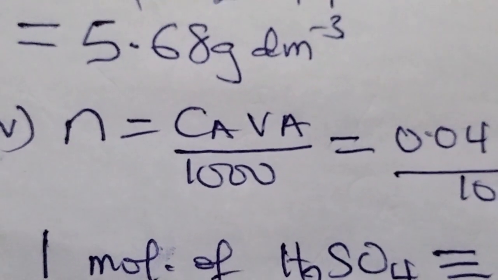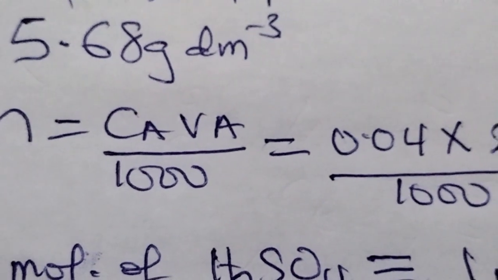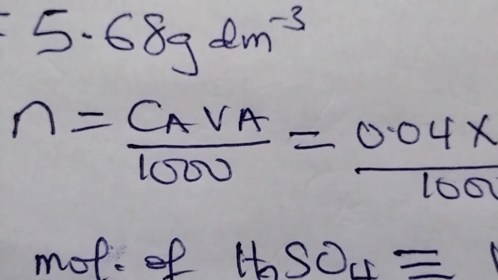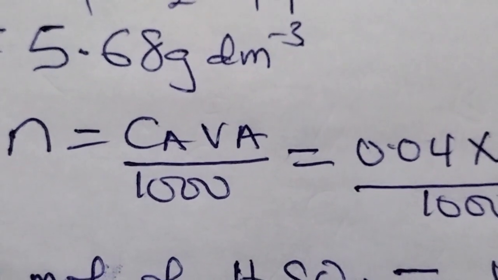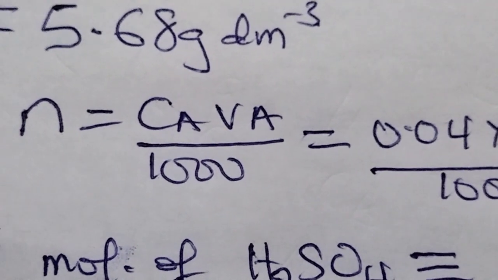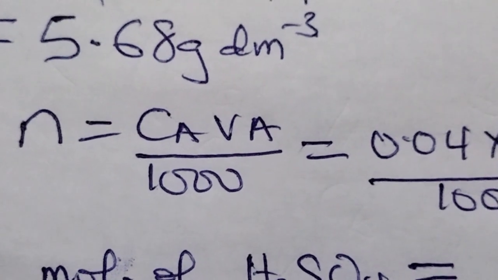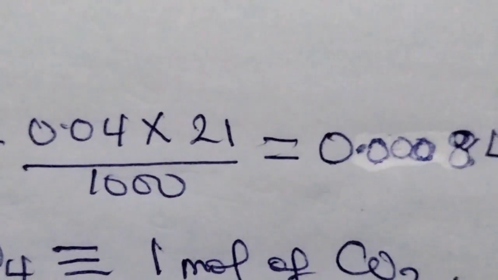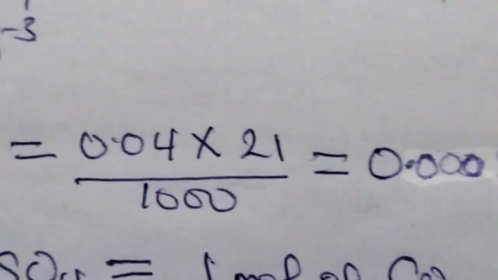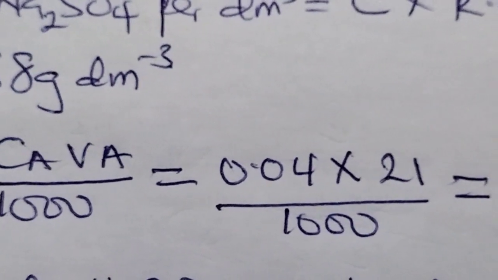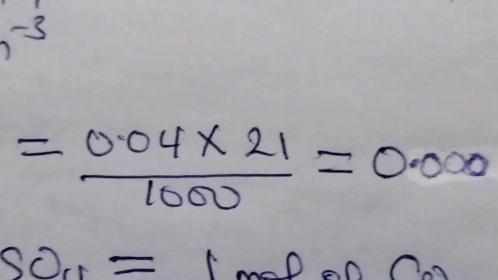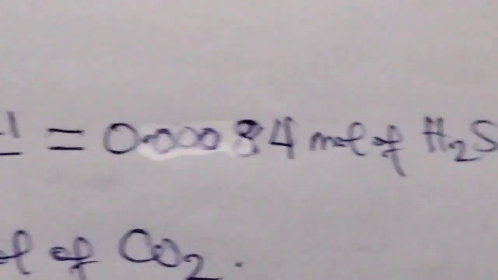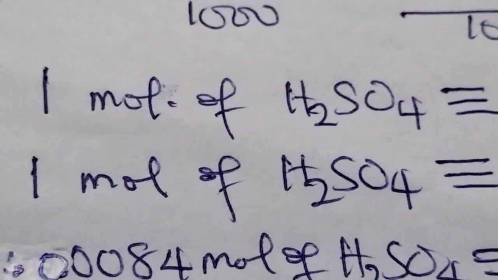Going to question number 1BIV, we are asked to calculate the volume of CO2 liberated at STP during the reaction. First of all, we'll find the number of moles of the acid in the average titer using the formula: mole equals Ca times Va over 1000. So solving that, we'll have 0.04, which is our Ca, times 21 over 1000, giving us 0.00084 mole of H2SO4.